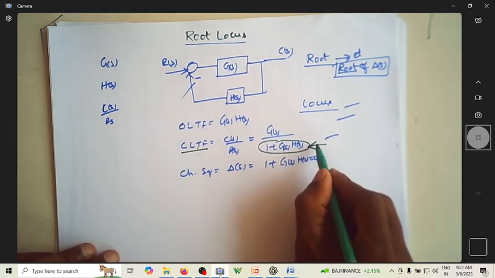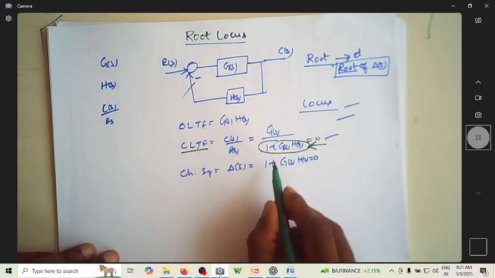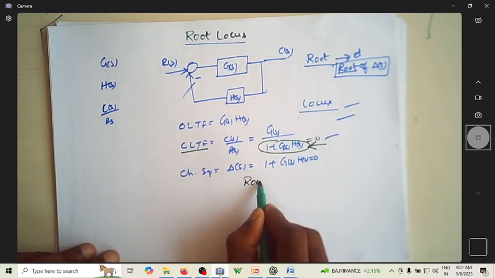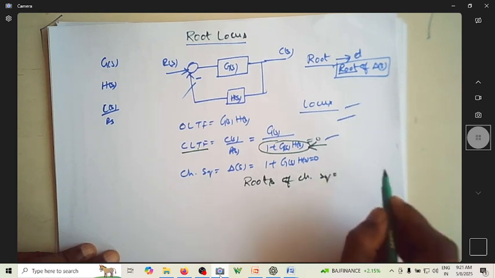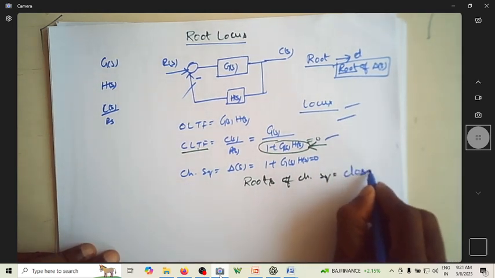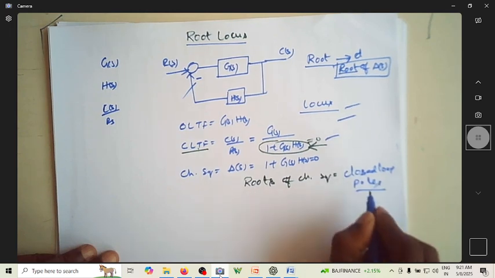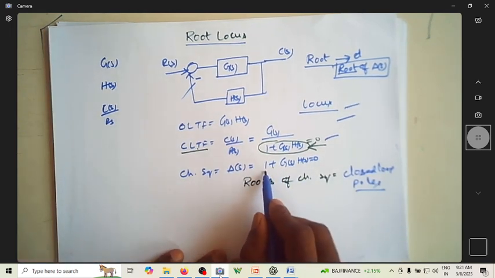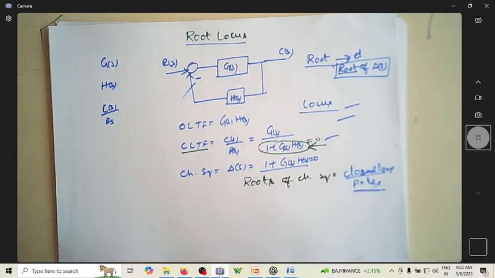Since you are equating the denominator of your closed loop transfer function to 0, roots of characteristic equation are nothing but closed loop poles. That is, the roots of this characteristic equation happen to be the closed loop poles. So why are these closed loop poles important now?